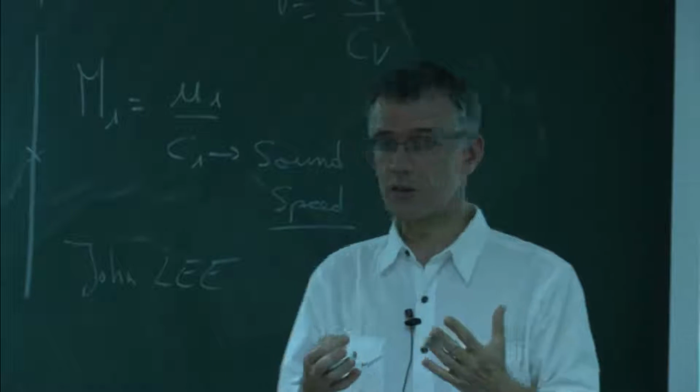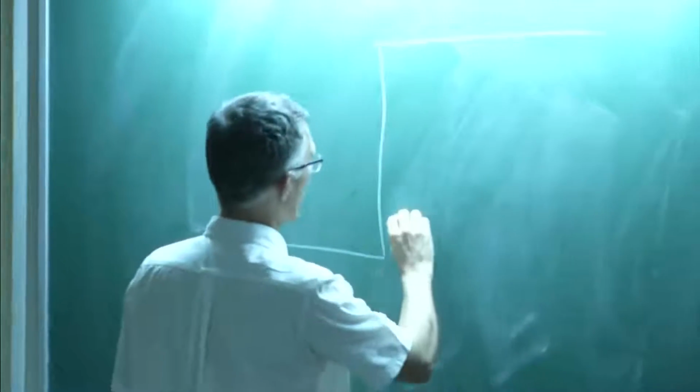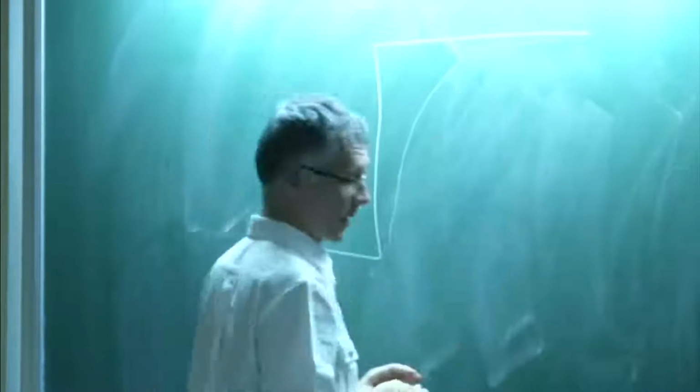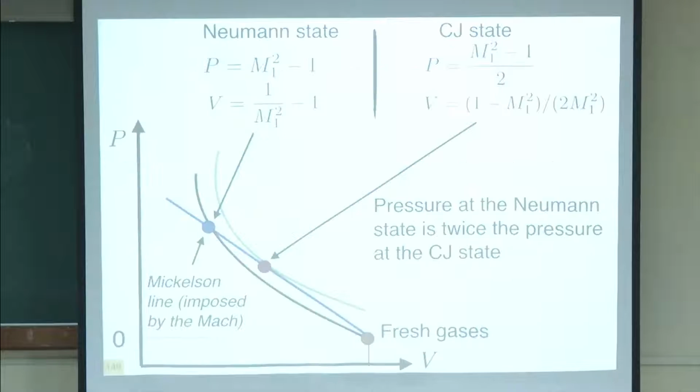So what a detonation is really doing is that the detonation is a shock which is very thin, and behind the shock, then the flame starts. And we can use that to understand what's going on in those detonations. So let me explain that now.